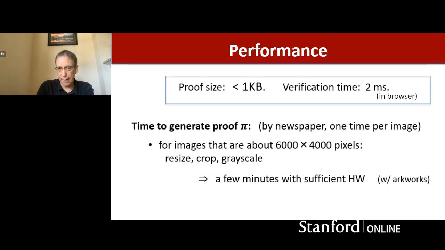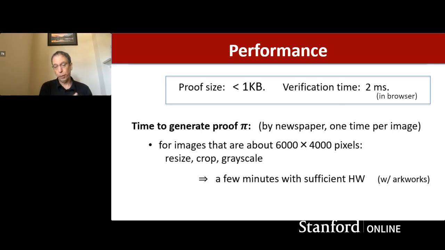Correctly, the proof is valid. And the question is, how long does it take to generate such a proof? The newspaper has to do these proofs, one proof per image. It turns out that these images are actually quite large, like 6,000 by 4,000 pixels, and you want to resize, crop, and maybe grayscale them. It turns out that with enough hardware, you can generate these proofs in just a couple of minutes.